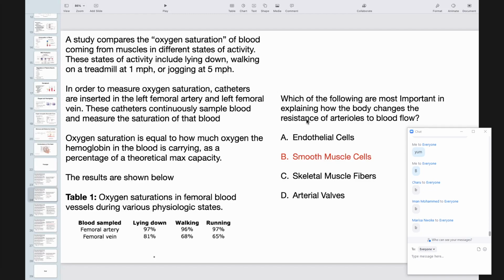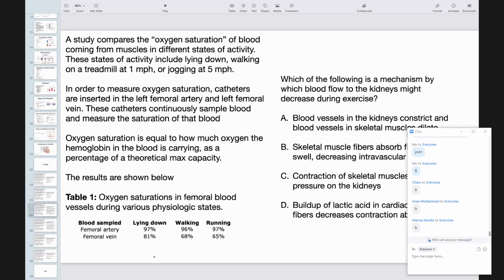If you think, it can't be skeletal muscle fibers, right? Because we are in the cardiovascular system. We are not on the skeleton. These are not skeletal muscles. And then arterial valves. We don't have arterial valves. We have venous valves. Arterial valves sounds fascinating, but those don't exist. We have the venous ones.